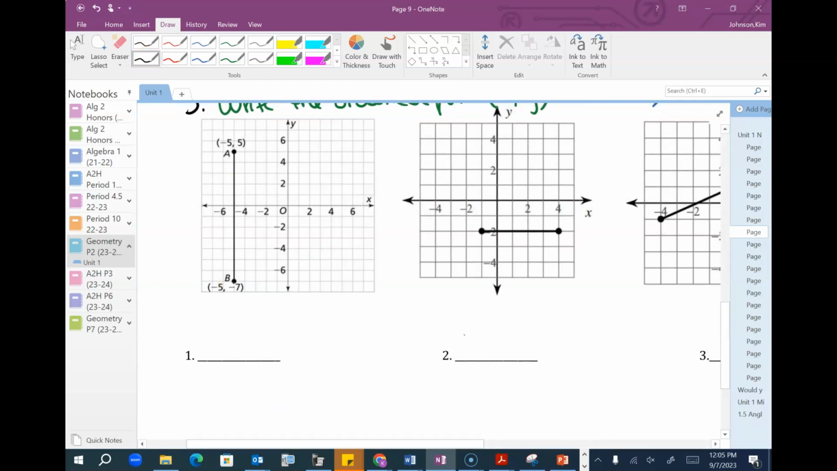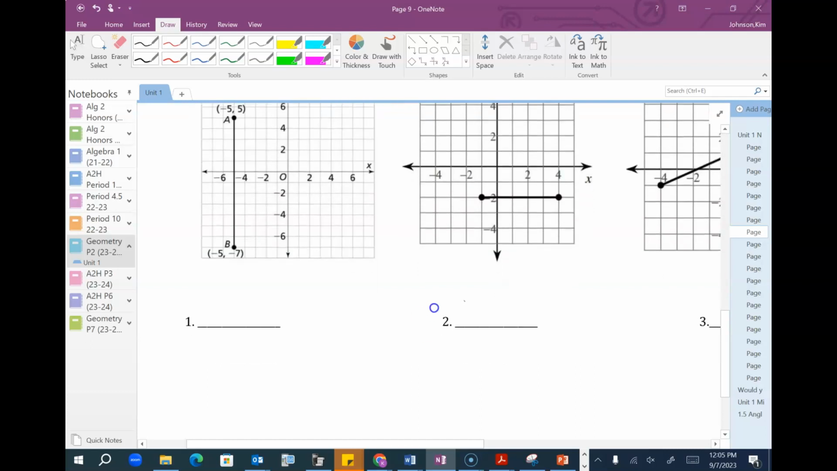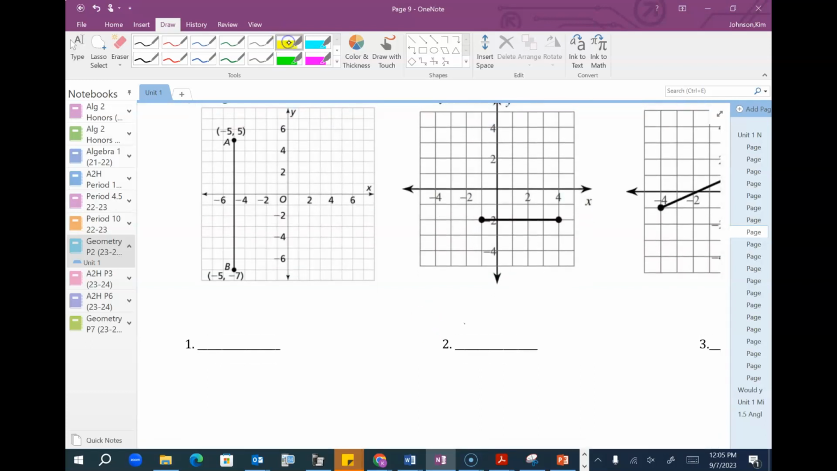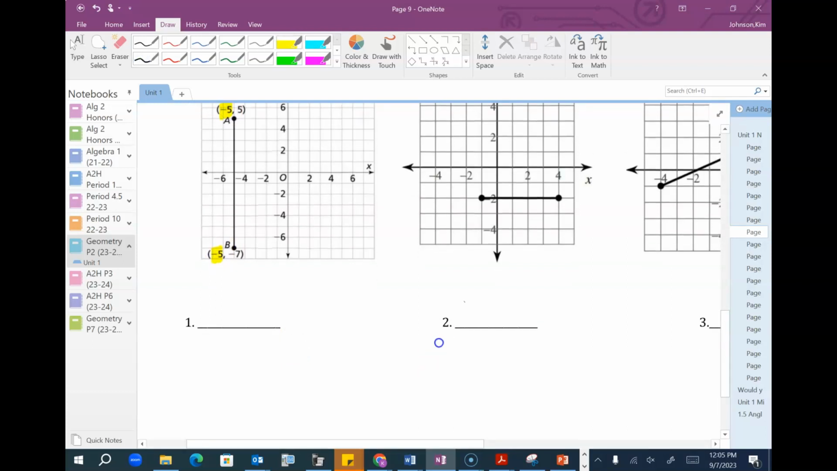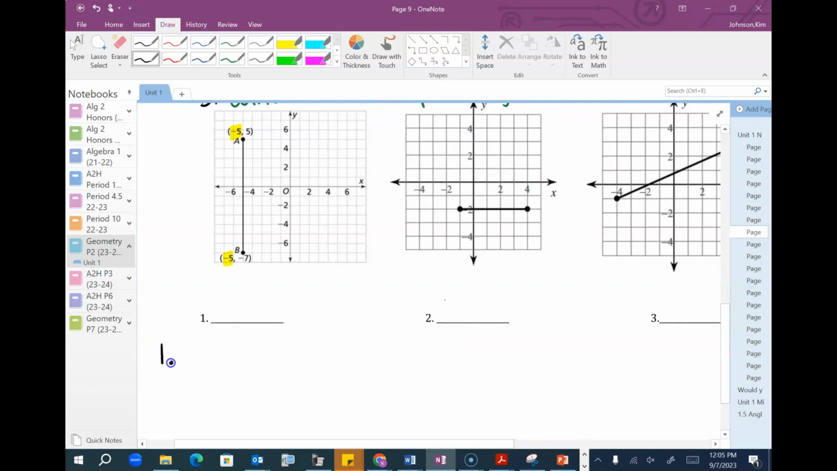So we want to find the midpoint of A to B. It looks like my points have x values of -5 and -5. So I'm going to find the middle of that by doing x1 plus x2 divided by 2. The first x is -5. The second x is -5. Divide that by 2. That gives me -10 divided by 2, so that's -5. That's going to be the x value in my ordered pair.